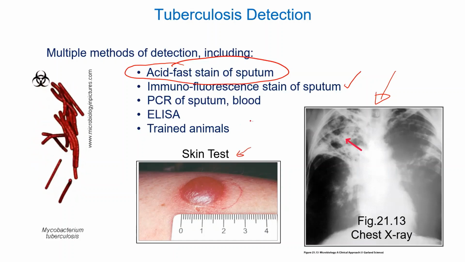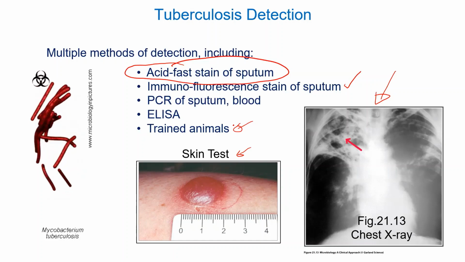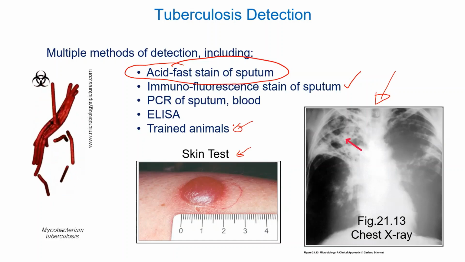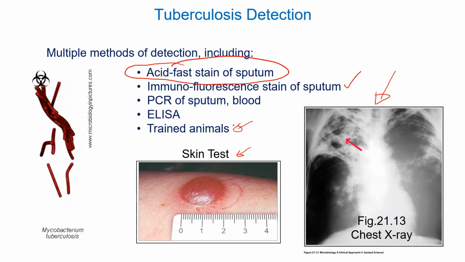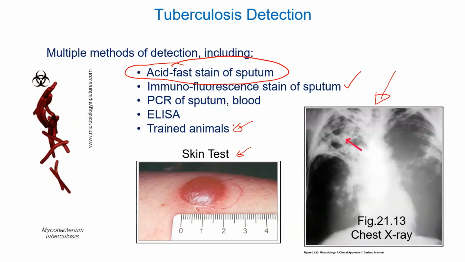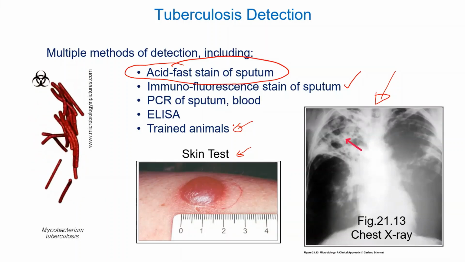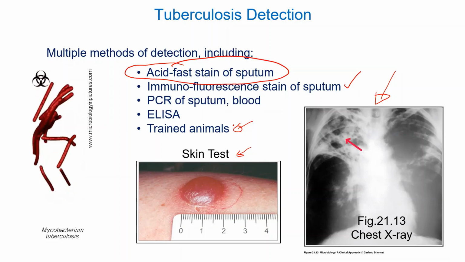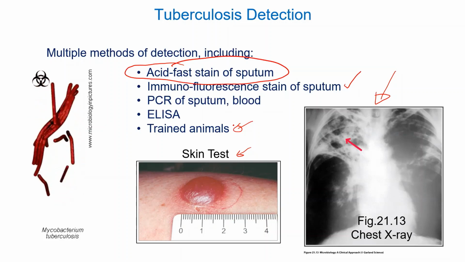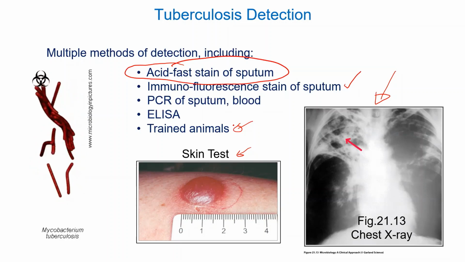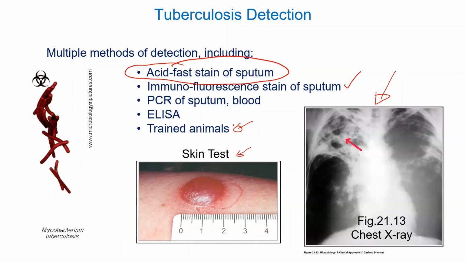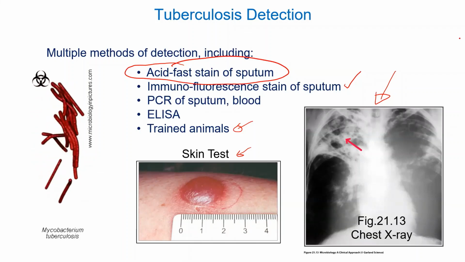And I just want to mention trained animals. Apparently, you can train animals to smell it on people. And dogs and pigs have been used. And this is not used in Canada, but I was reading a really fascinating National Geographic article about this. Apparently, there are places in Africa where they train rats to do this. And I don't know how this works. I have no idea, but apparently it's relatively sensitive. And the rats, well, they're cheap.